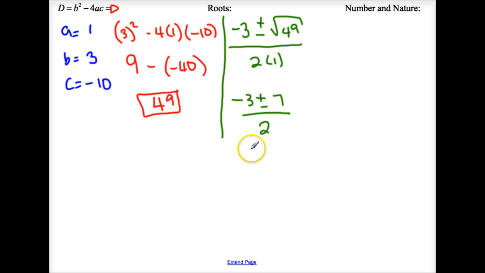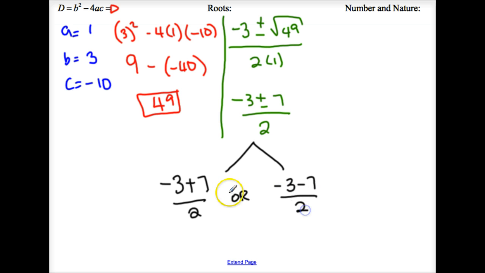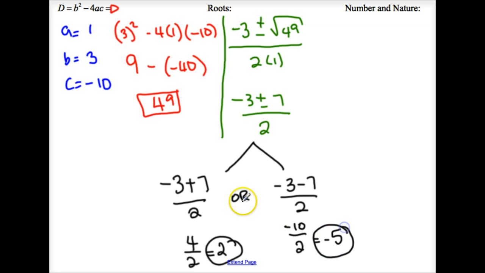Now what can we do? Remember, this is where I branch these off: minus 3 plus 7 over 2, or minus 3 minus 7 over 2. And if I simplify this, I get 4 over 2, which is 2, as my final answer. And here I get negative 10 over 2, which is negative 5. So my roots are 2 and negative 5.